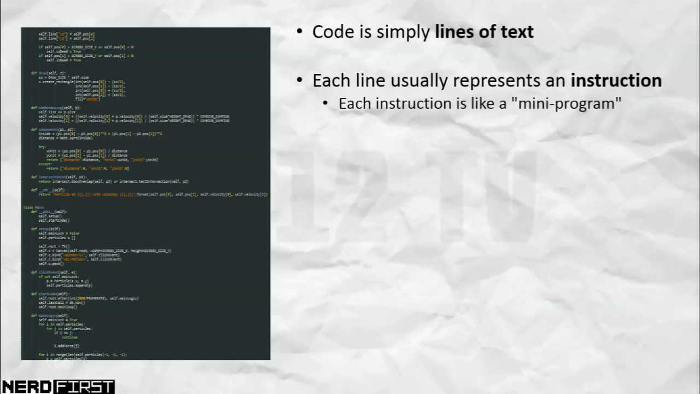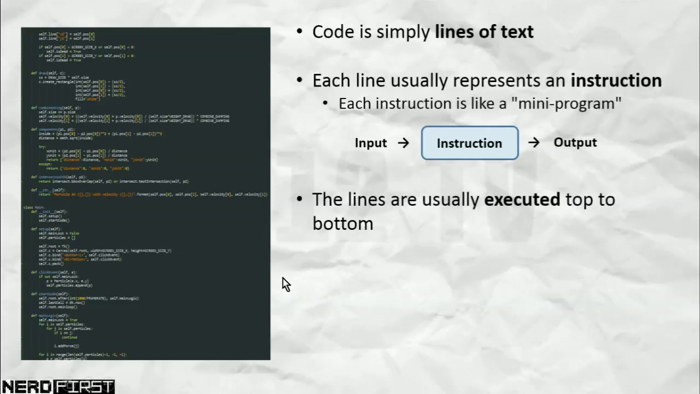That's because each instruction basically behaves like one. It takes in some input, it processes it, and it produces some output. Really, the only difference between an instruction and your entire program is its scale. Usually, instructions perform a single task, as opposed to your program, which could be a lot more complex. As you can see, our program here is made up of a lot of lines, and for the most part, these lines are executed from top to bottom. Again, there are some exceptions, where we go back upwards, and we'll see that later on.